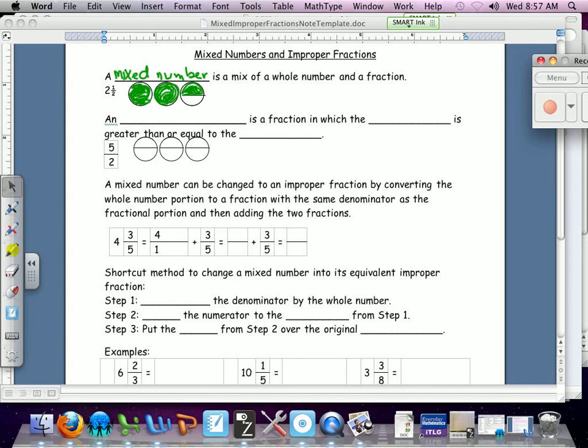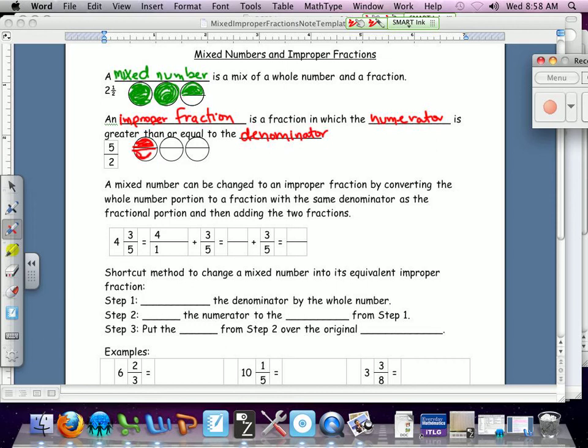So 2.5. An improper fraction, it's not very proper, is a fraction in which the numerator, that's the number on the top, is greater than or equal to the denominator. So therefore, if I have 5 halves, I would color in 5 halves, and then it would end up with the same amount as 2.5.